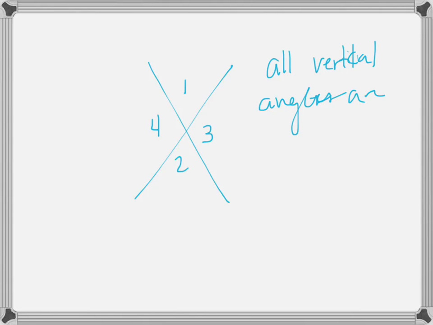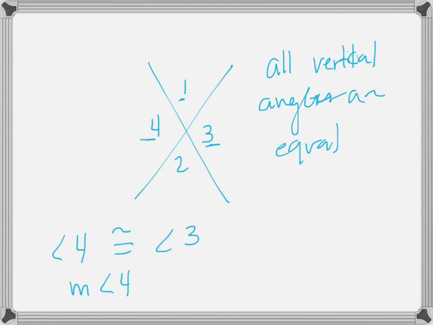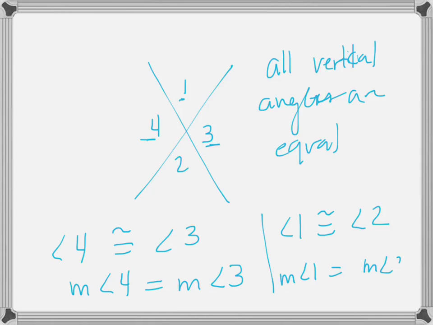Okay, so 3 and 4, the measure of 3 and 4 are congruent. There are two ways of doing it. Angle 3 is congruent to angle 4, and angle 4 is congruent to angle 3. That means that the measurement of angle 4 is equal to the measurement of angle 3. And likewise with 1 and 2. Angle 1 is congruent to angle 2. That means their measurements are equal to each other.